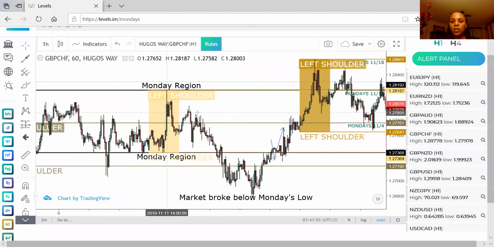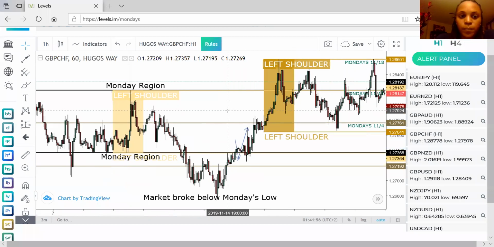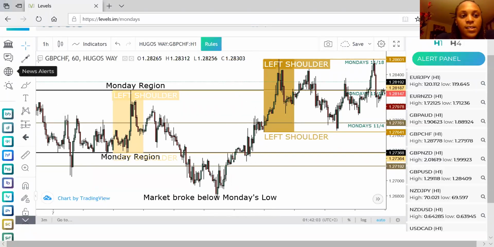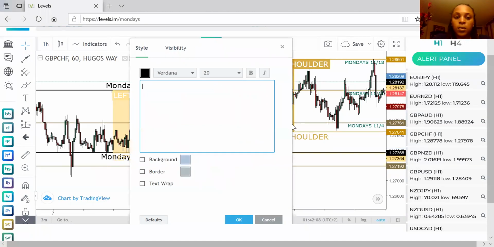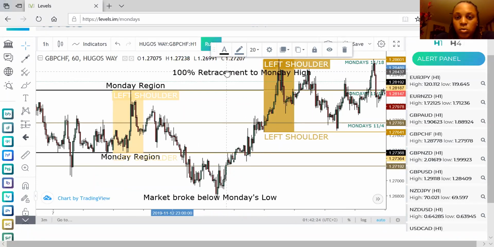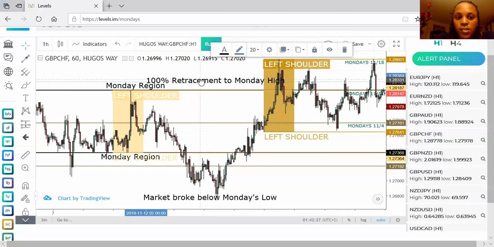That's trading the head. No, no, no. Trading the right shoulder. Yeah, trading the right shoulder. What did I say about trading the right shoulder? I hope you guys are taking these notes. I'm going to put it here. 100% retracement, I will call it. So in this case, Monday high. Yeah, that's what the head needs to do. The head needs to do 100% retracement.